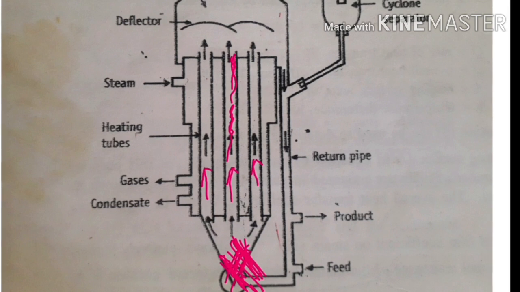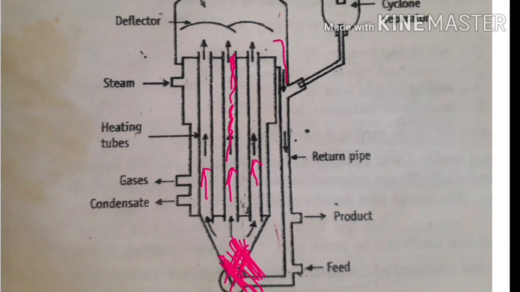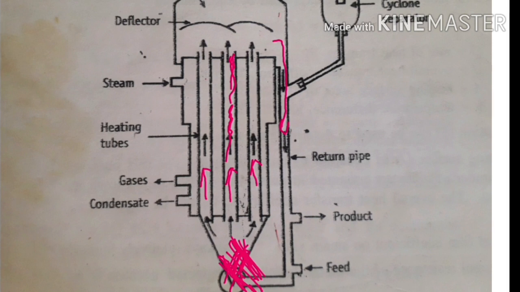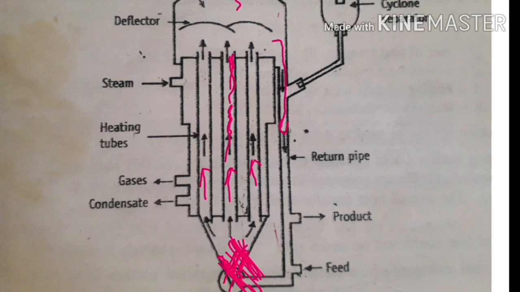When the liquid feed strikes the deflector, it separates the liquid and the vapor. The liquid is returned through this pipe and again enters the inlet of the pump for further evaporation. The vapor escapes through the vapor outlet into a cyclone separator. So, this is the principle involved in forced circulation evaporator.